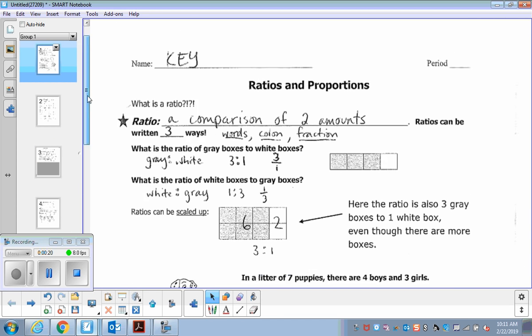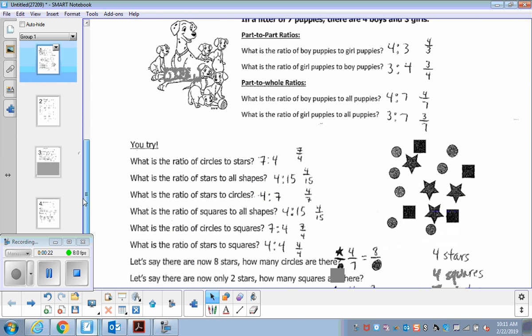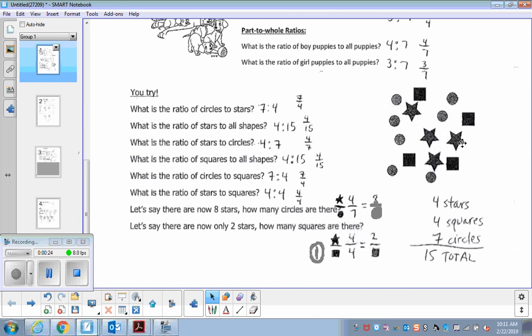Down here in the you try section, you went through and out of these 15 shapes, you compared circles to stars, squares to stars, all shapes, things like that. Now at the bottom of page 1, what we did was we actually used proportional reasoning to answer this kind of question. If we start out with 4 stars and then we go to 8 stars, we can see right here that the number of stars doubles from 4 to 8. So the number of circles is going to double to 14 circles.